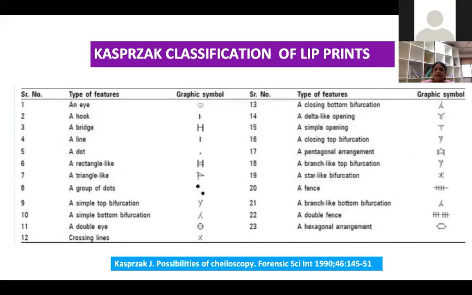And then later we had another classification which was a little more complicated when compared to Santos, because here we have about 23 types of lip prints. And as you could see in the slide, the names were just named after the appearance, like if it looks like an eye, hook, bridge, line, dot, double eye, crossing lines. So based on the appearance, and you can see the appearance also being depicted here as pictures, each of the lip prints present in each quadrant was classified according to the appearance. Again, this classification was also not followed commonly by many of the researchers.